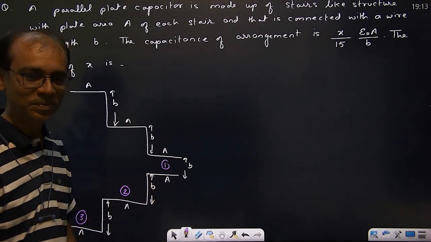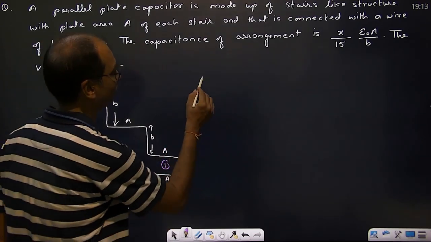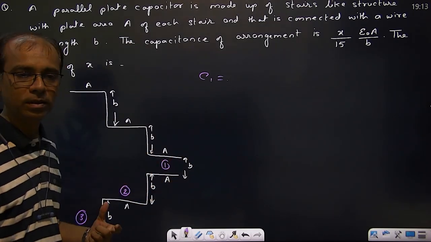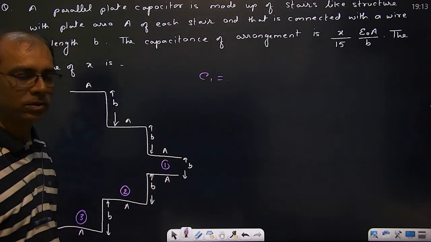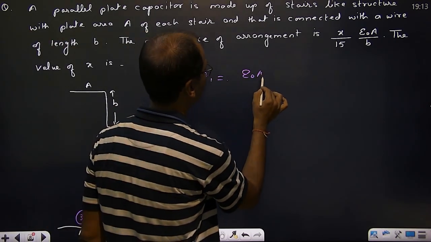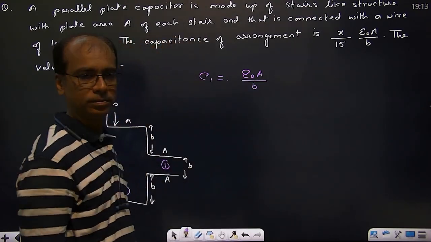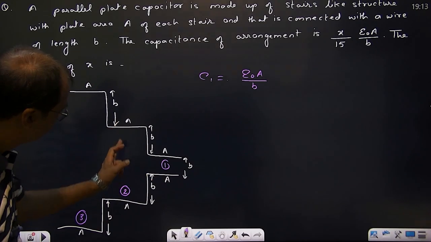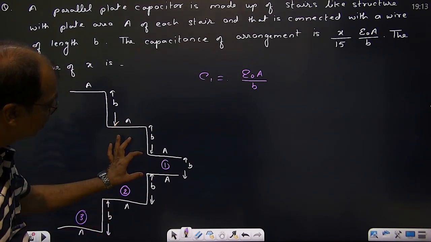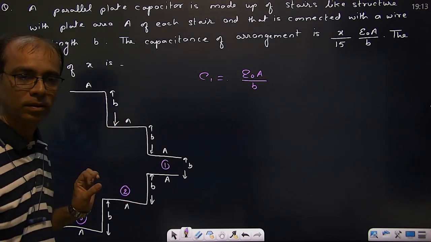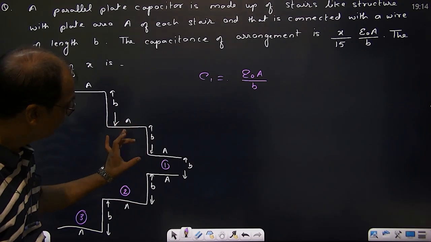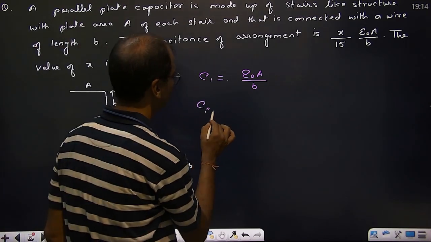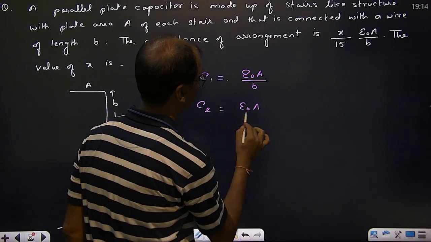But it's not that simple, right? C1 we have to write first. Just see now. C1 is what? What is the area of the plate? A. What is the separation between the plates? B. So C1 is epsilon naught A by B. See? Simple. Okay, C2. How much is the gap in this one now? B, B, B. 3B is the gap. So C2 is what? Epsilon naught A by 3B.